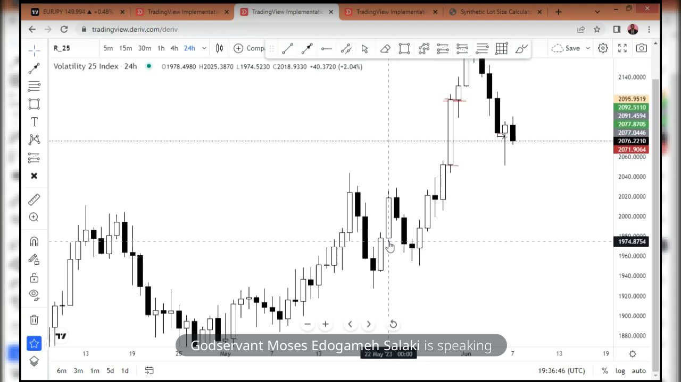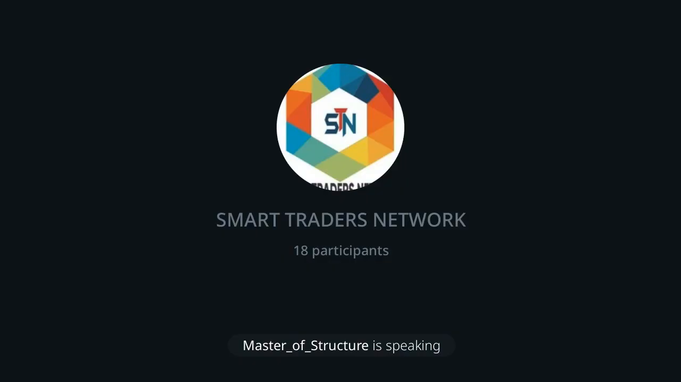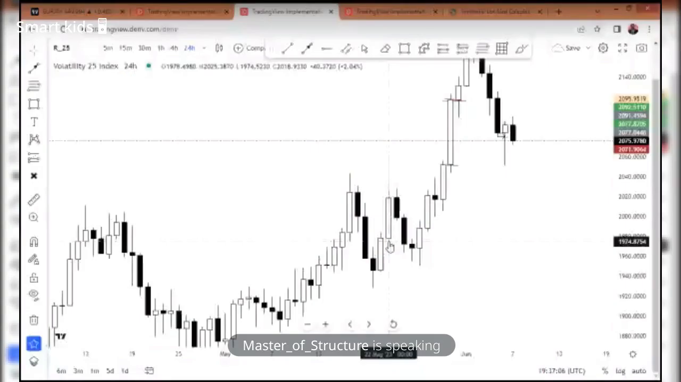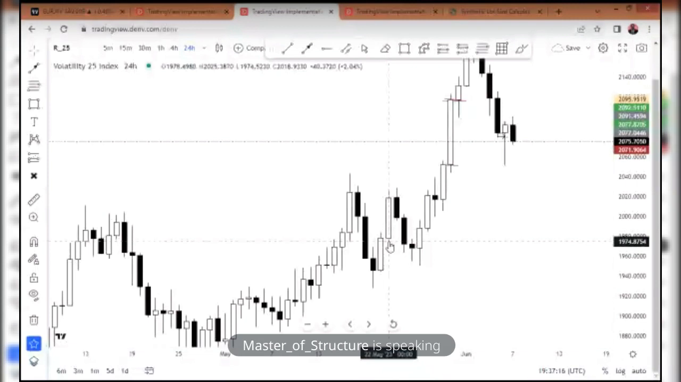Mr. Moses, good evening. Thank you for the perspective shared so far. Mine is just a clarification: from this perspective, when a daily candle closes, you mark out the close of that candle, whether bullish or bearish. Just the close of the candle.